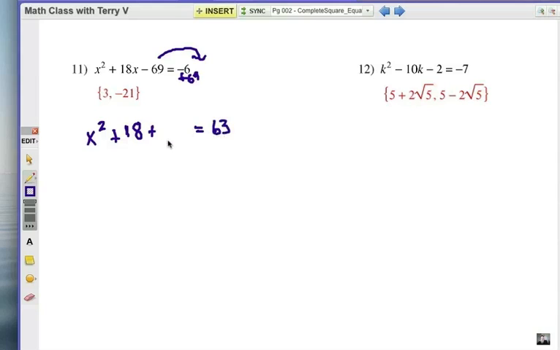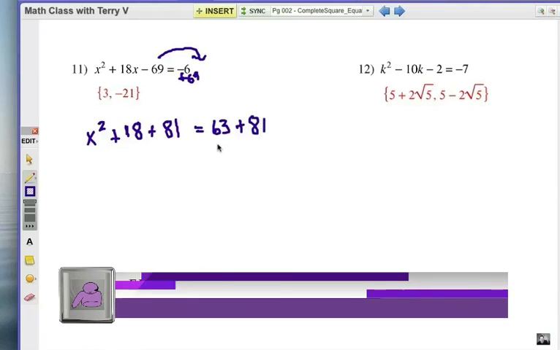Alright, so here's the question. How do we complete that square? Well, remember, it's half of 18, which is 9, and square it. So if we add 81 on this side, we have to add 81 on the other side. Okay, got to keep it balanced.